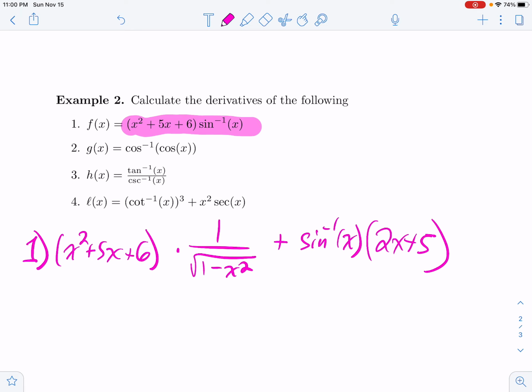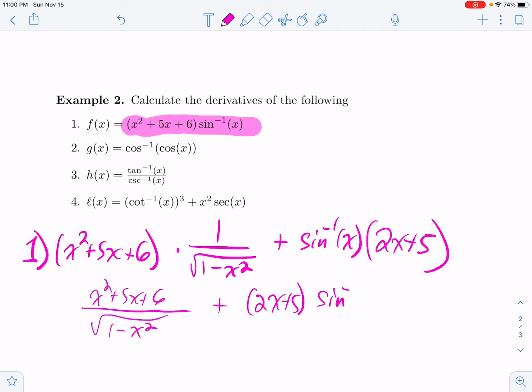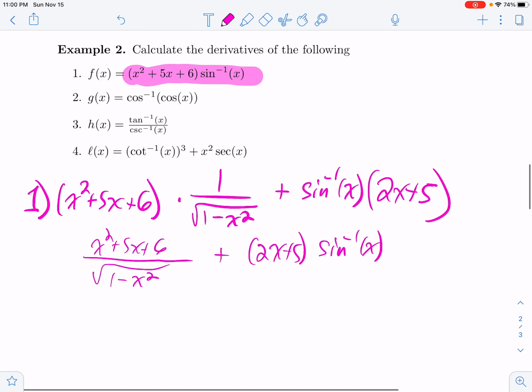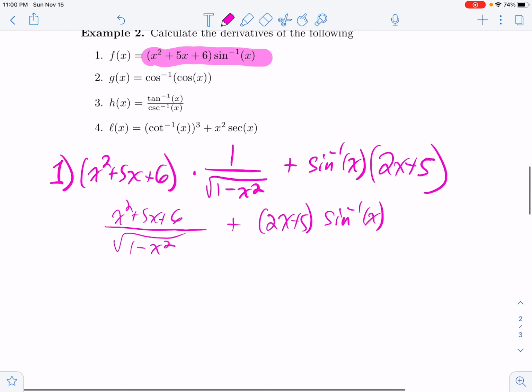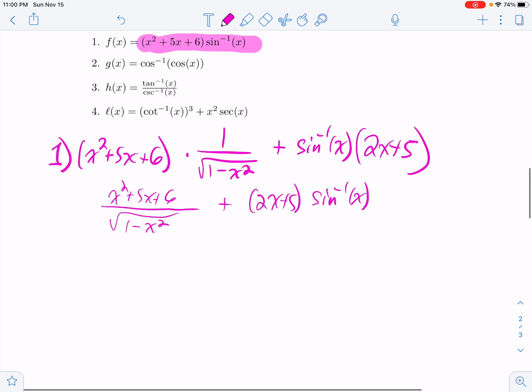And then, of course, we can simplify things here. x squared plus 5x plus 6 over the square root of 1 minus x squared plus 2x plus 5 times arc sine. Okay, we can simplify, but there's not much more we can do besides that. All right, let's look at number 2.